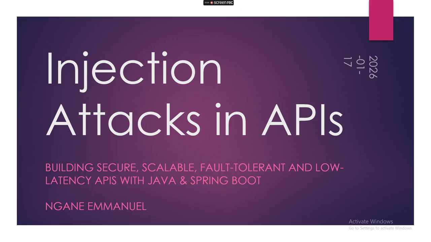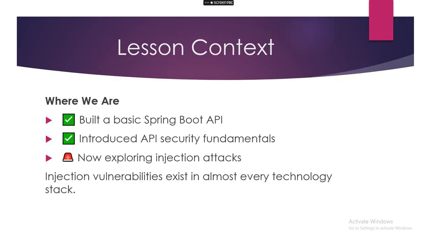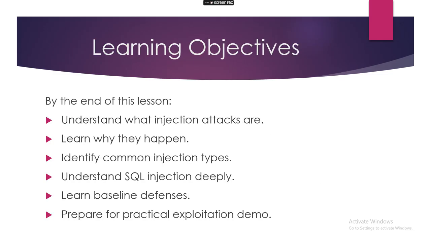Today we are looking at injection attacks in APIs. What we have seen so far: we have built a Spring Boot application API, we have introduced API security fundamentals, and now we're exploring injection attacks. By the end of this lesson, you should be able to understand what injection attacks are, learn why they happen, identify common injection types, understand SQL injection deeply, learn baseline defenses, and prepare for a practical exploitation demo.